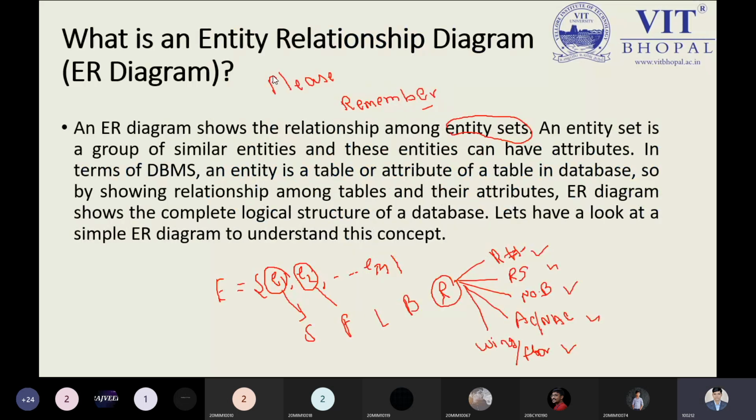So we must have the first question: what is an entity relationship diagram? That is a big question. Without going into much detail, I'm just giving the idea. Keep this in mind for notes purposes only. An ER diagram is basically a conceptual tool in the data model to represent your logical structure. An ER diagram will show the relationship between the entity sets.